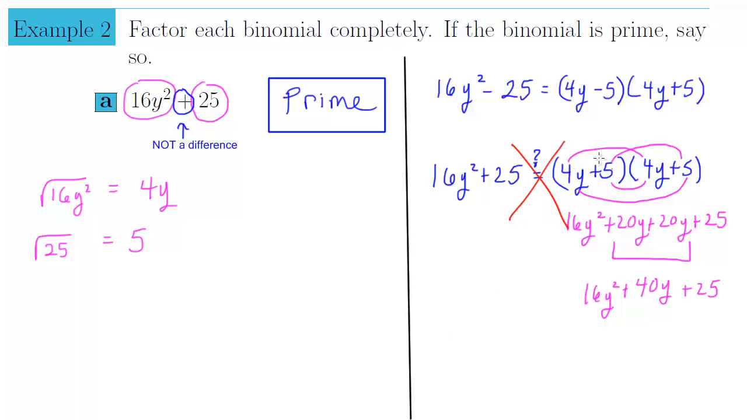Right? So you cannot just tweak with the signs to factor a sum of two squares. Okay, a sum of two squares will always be prime. So look out for that.